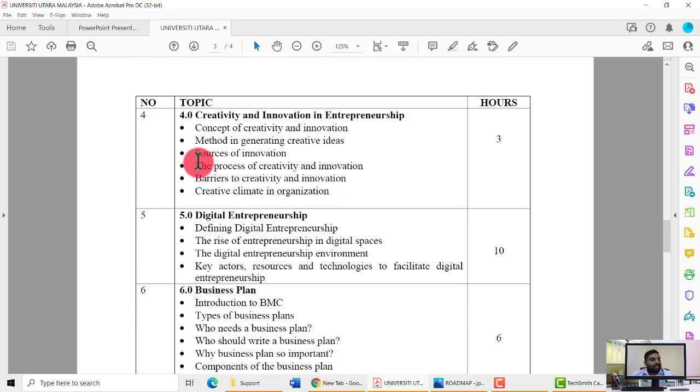Okay. The fourth topic is a very interesting topic: creativity and innovation in entrepreneurship. The concept of creativity and innovation: both elements, creativity and innovation, should be connected to each other. Then only you can come out with the most innovative product. Second is methods in generating creative ideas. So how to be very creative? There are methods. And the source of innovation, and also the process of creativity and innovation.